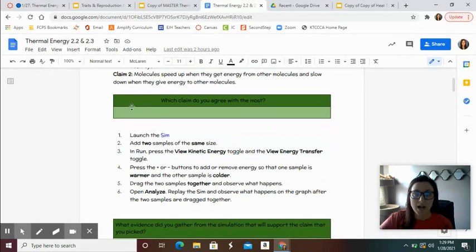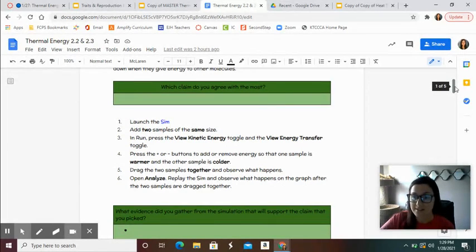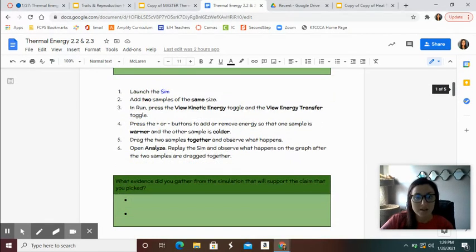In this box here, you're going to put which claim you agree with the most. Then throughout the lesson, you are going to be finding evidence to support that claim. We're going to do that in two different ways: first through the simulation, and second, there is a reading. So you can launch the simulation for our first part.